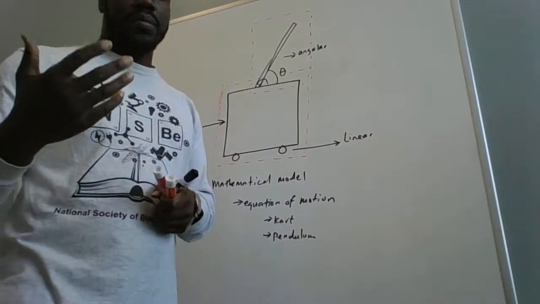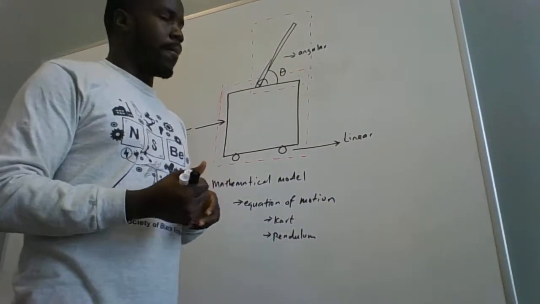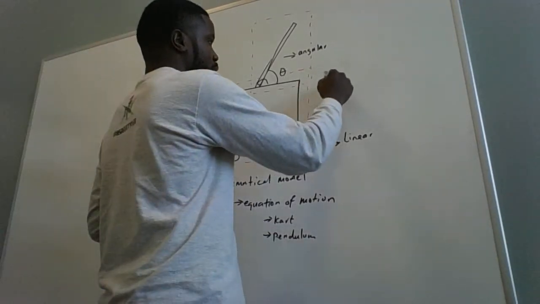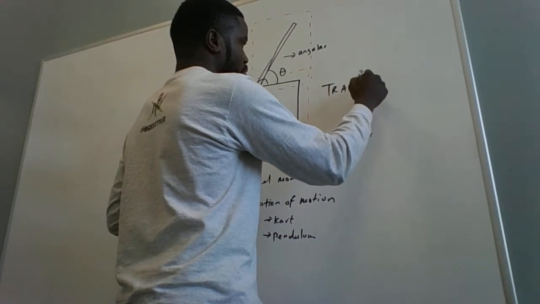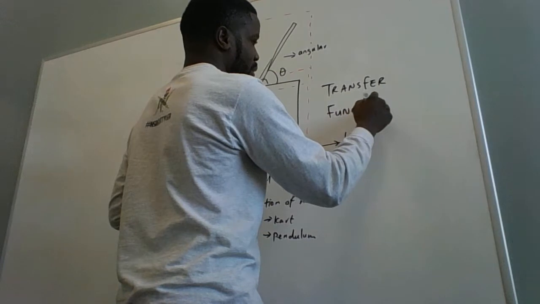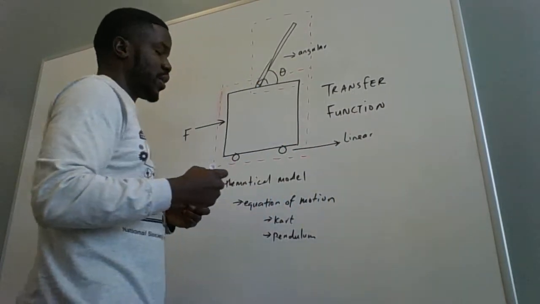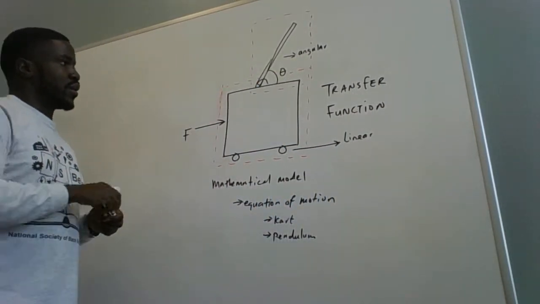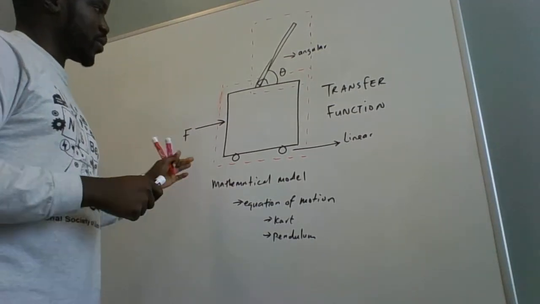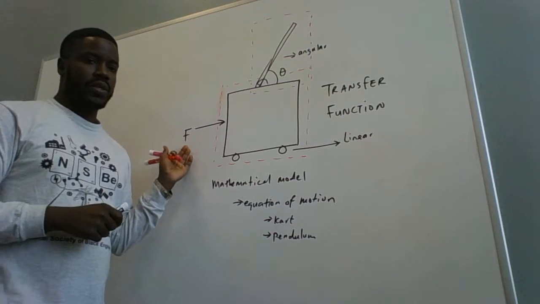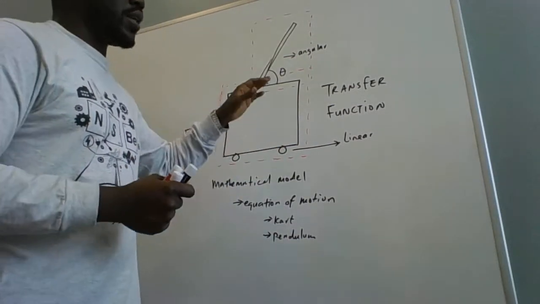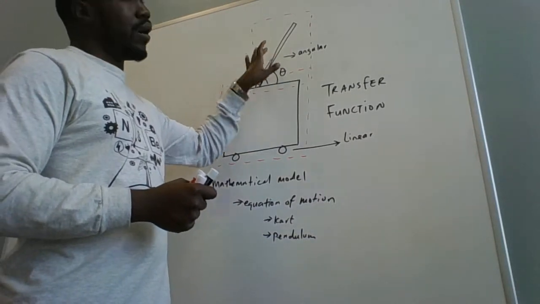The question now becomes, how do we determine our transfer function? Because the purpose of this is to establish the transfer function that gives us an understanding of how our input affects our output. Well, we know that our input is going to be the external force associated with the cart, and our output could be described as the displacement of the pendulum.